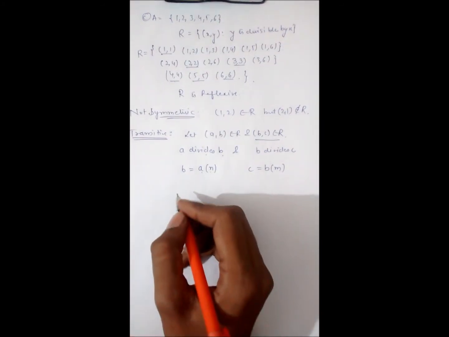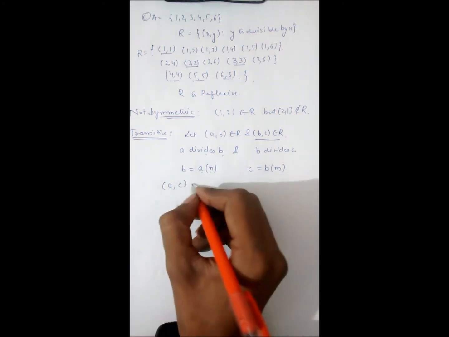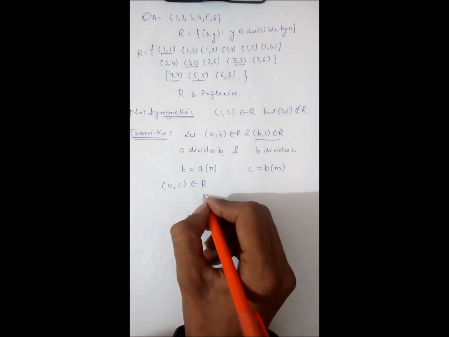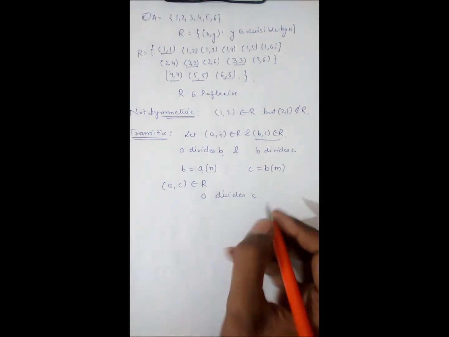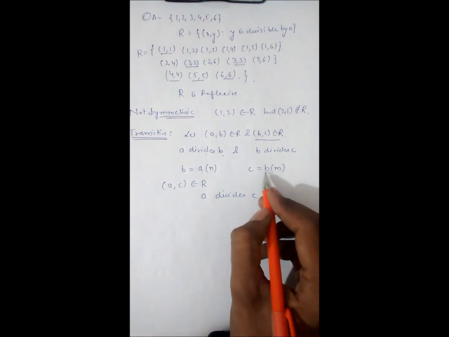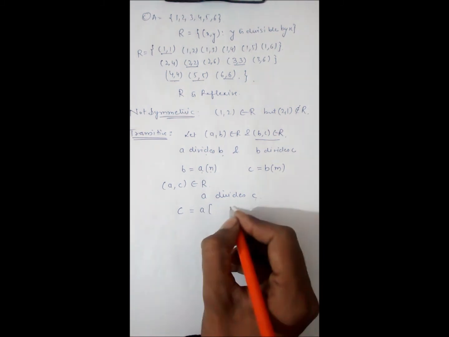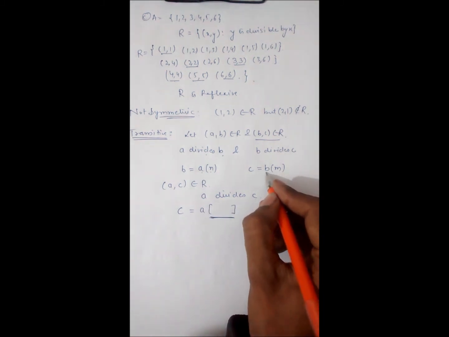Now I just need to check whether (A, C) belongs to R or not, and for that I have to show that A divides C, meaning C is equal to A times some number. Now what will this number be? I can find this from here.